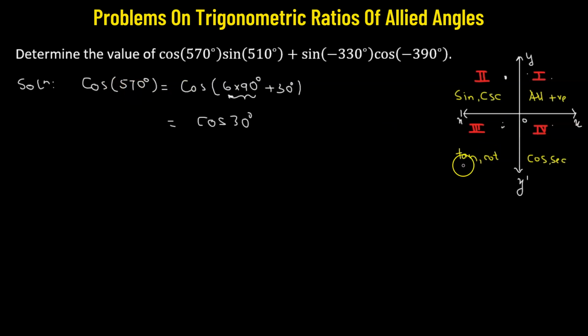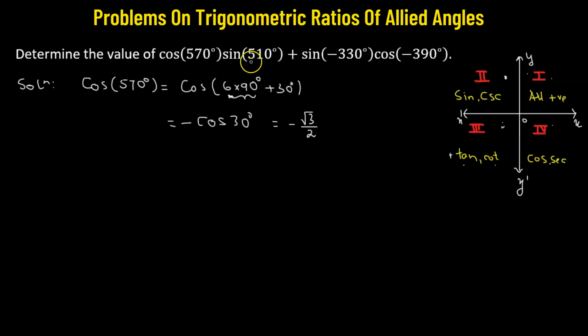And in the 3rd quadrant, only the tangent and the cotangent are positive. Everything else is negative. So we're going to get a negative value. We have negative cosine of 30 degrees, and that corresponds to a value of negative square root of 3 over 2. Fine, we'll keep this aside.